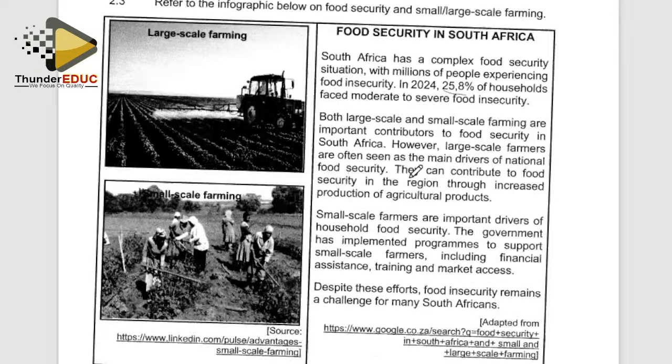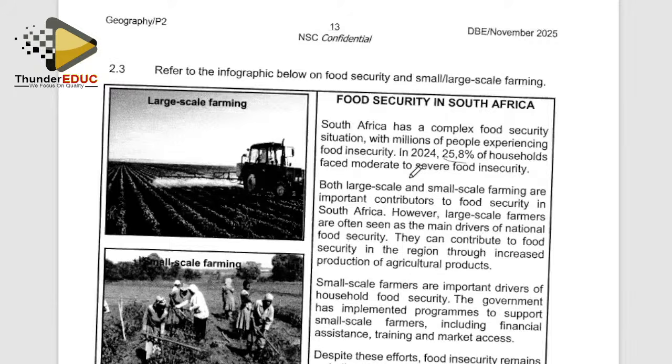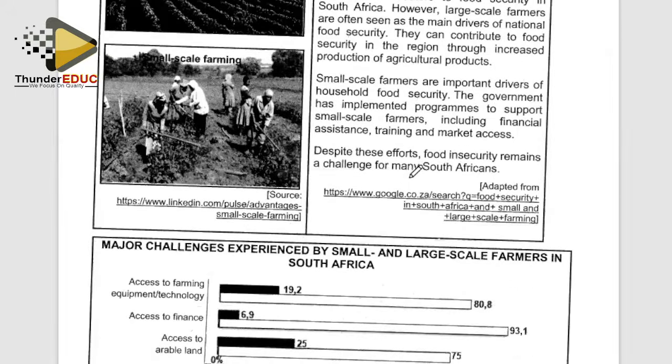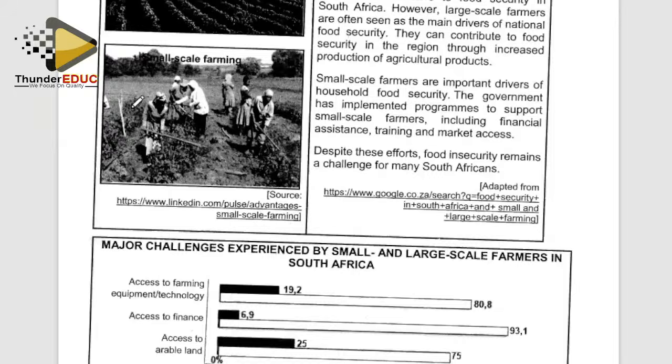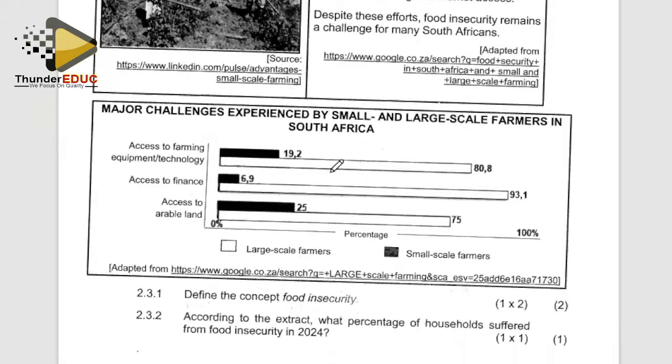Right, that takes us to question number 2.3. 2.3 refers to the infographic below on food security and small or large scale farming. We're not going to go through the text, but it's showing us a mechanized farm here where there is the machine that is doing work on the farm. And also this is small scale where we are seeing manual labor being employed. Right, and also you have a graph here which shows the major challenges experienced by small and large scale farmers in South Africa. Right.